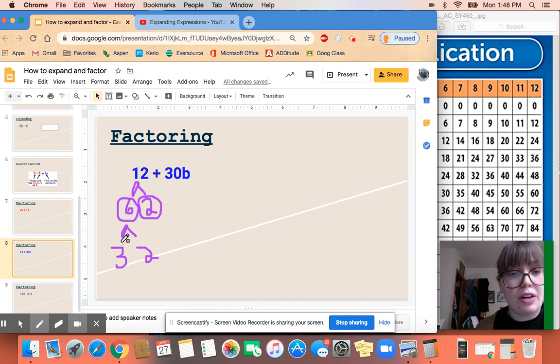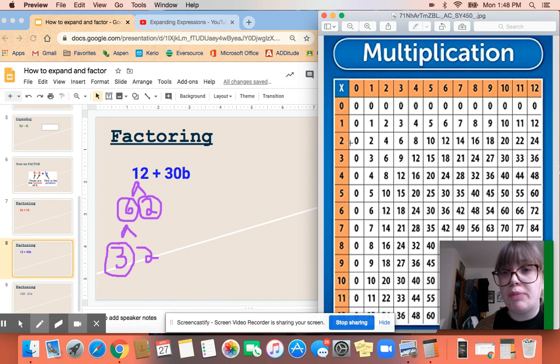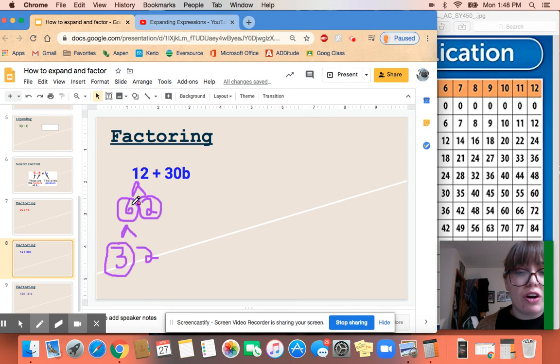Great. So now I've got another factor. Now I can't break down 3 anymore. You might notice if I look in my 2 column, I can't get 3. The only thing that makes 3 is 3 and 1. So I'm done. So the factors of 12 are 6, 2, and 3. Great. Now let's get 30.